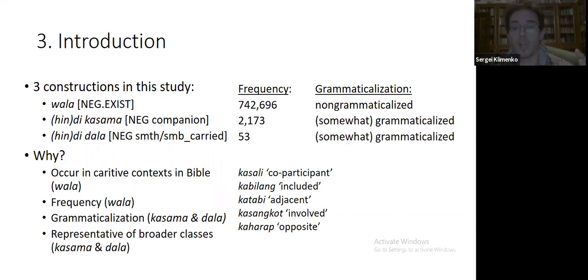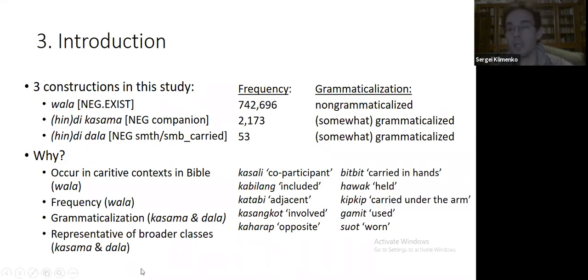So for kasama, it's a class of nouns with the prefix ka, which denotes some shared entity or situation. Some other examples of such nouns are kasali, co-participant, kabilang, included, katabi, adjacent, and so on. As for dala, it is representative of a class of nouns, which on the one hand, denote some objects being carried by an agent. So something like bitbit, carried in hands, hawak, held, keep, carried under the arm, and so on.